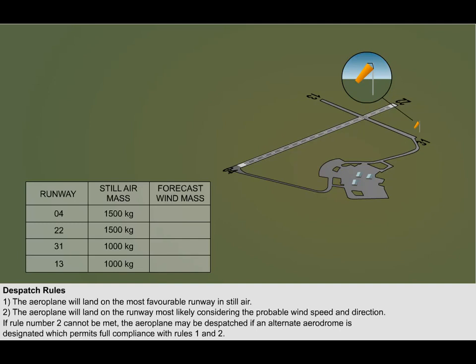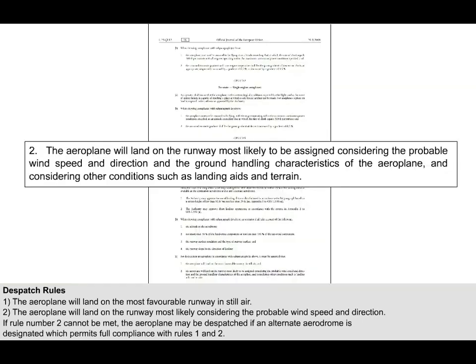But runway 31 and runway 13, being much shorter runways, allow a maximum landing mass of only 1,000 kilograms. Therefore, the most favourable runway in still air is either runway 04 or 22, which both allow a maximum landing mass of 1,500 kilograms. The second dispatch assumption is that the aeroplane will actually land on the most likely runway to be assigned, considering the probable wind speed and direction.